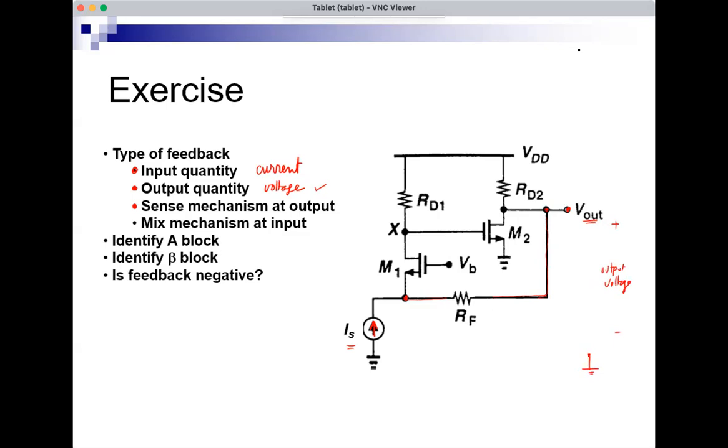So how am I sensing it? What's the sense mechanism? Actually, this wire and a wire here that we are not showing. So this is V out. And this is the sense mechanism. So as if I am taking this quantity and I want to measure it. It's a voltage. So I measure it in parallel using an imaginary voltmeter. So that's the sense mechanism. We call this shunt.